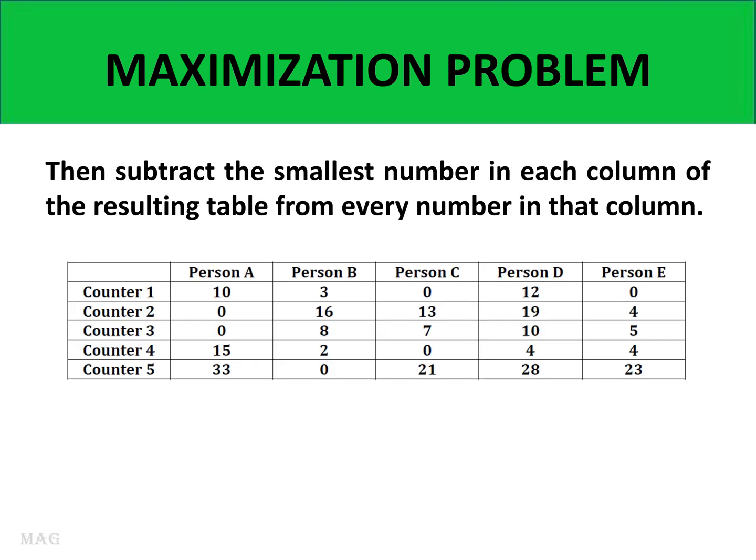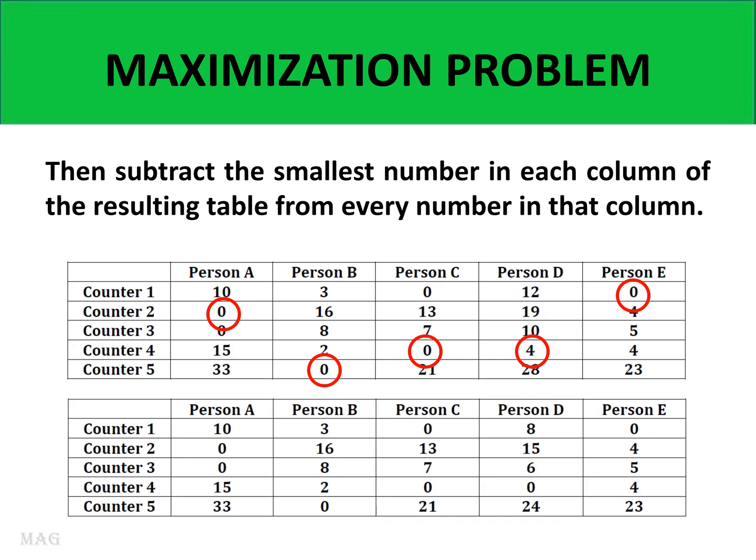Then, we subtract the smallest number in each column of the resulting table from every number in that column. In the first column, the lowest number is 0. Second column, the lowest number is 0. Third column, the lowest number is 0. Fourth column, the lowest number is 4. Fifth column, the lowest number is 0. So, in the first, second, third, and fifth columns, the entries will remain unchanged. But for the fourth column, we need to subtract 4 from every other number in that column. And the resulting table is the opportunity cost table.